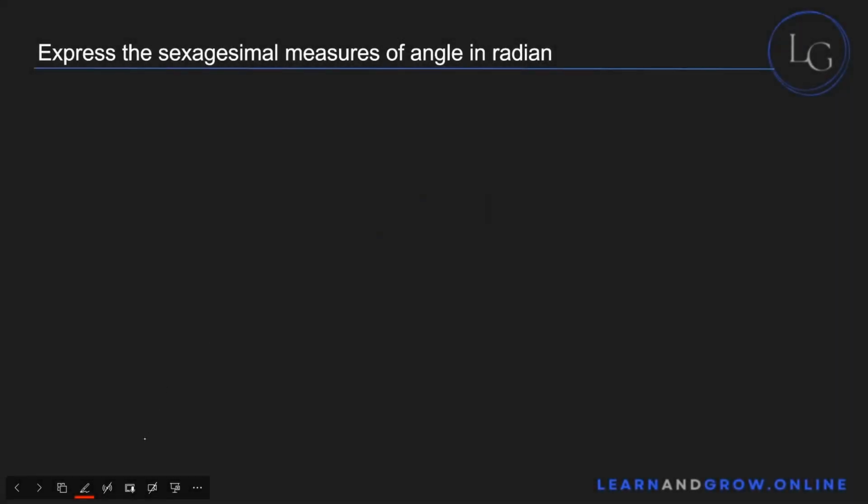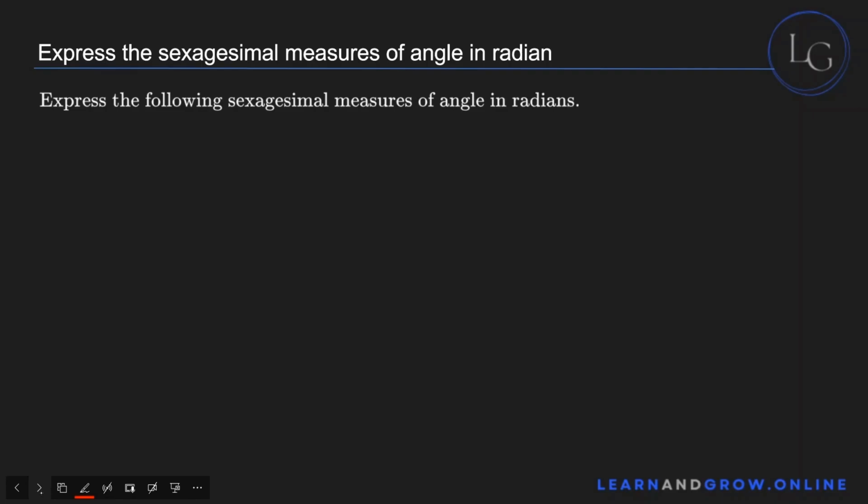Now let's express these sexagesimal measures of an angle in radians. So express the following sexagesimal measures of an angle in radians. So basically we need to convert 30 degrees to its radian form. Now, 360 degrees is 2 pi, so again we use the same way, by using ratios.